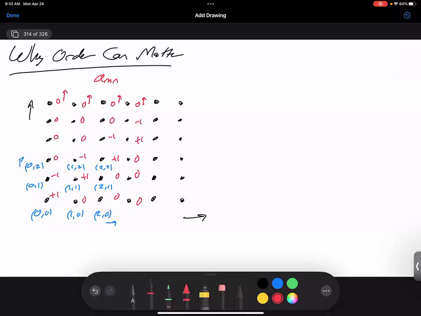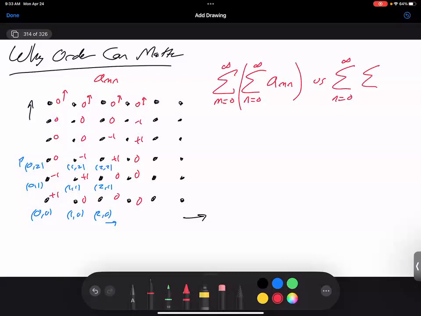So I want to study the sum, m goes from 0 to infinity, the sum n goes from 0 to infinity of a_mn, versus the sum n goes from 0 to infinity, the sum m goes from 0 to infinity of a_mn. So for a_mn, m is the row, n is the column.